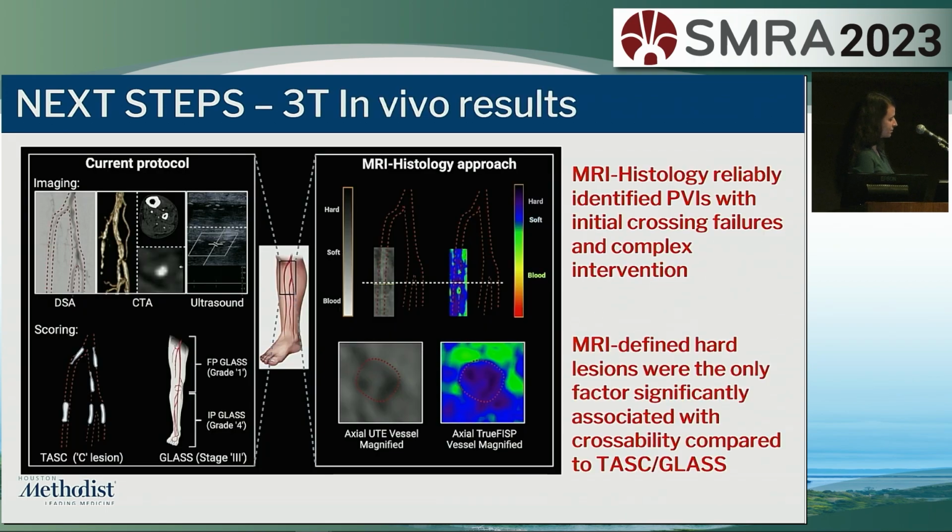And this is our most recent study on in vivo revascularization patients, where we compared TASC and GLASS scoring to our MRI scoring system. Our MRI histology scoring system was the only factor significantly associated with crossability compared to these conventional scoring systems. So we can say that our MRI histology was able to reliably identify PVI patients with initial crossing failures and complex interventions in a widely available in vivo setup as well. So we eventually translated our method into patient care.